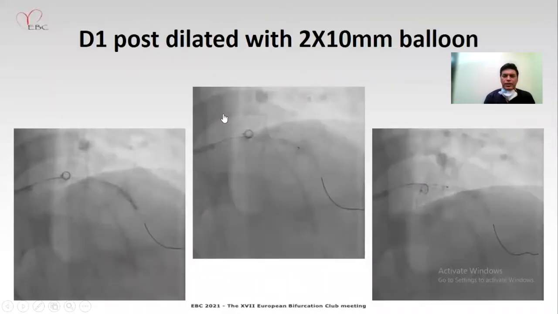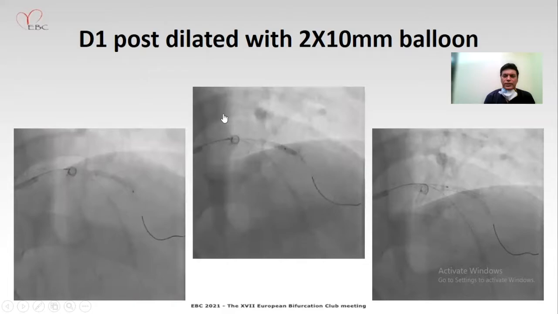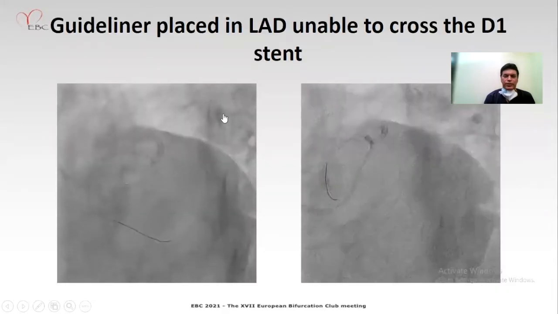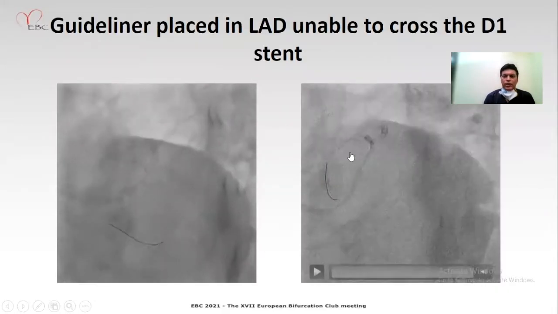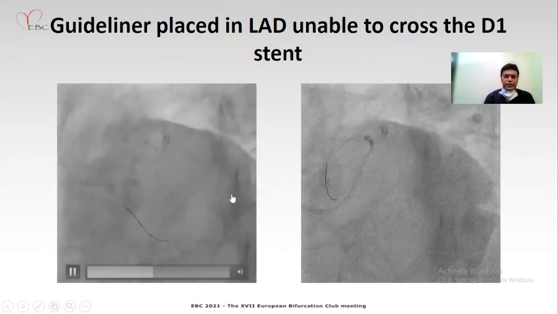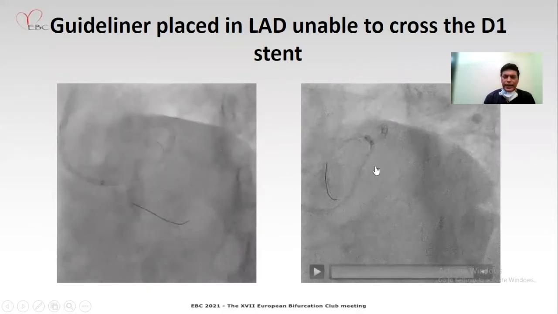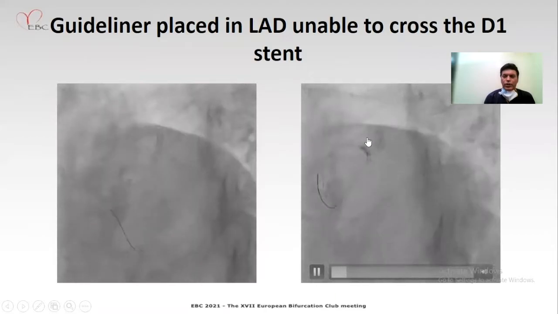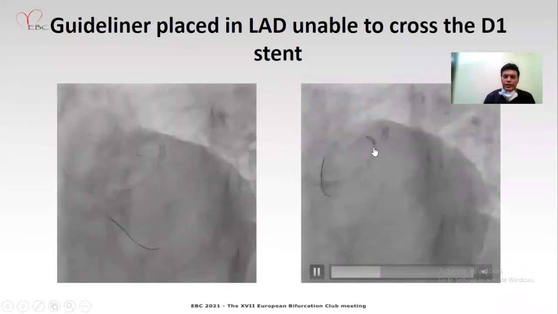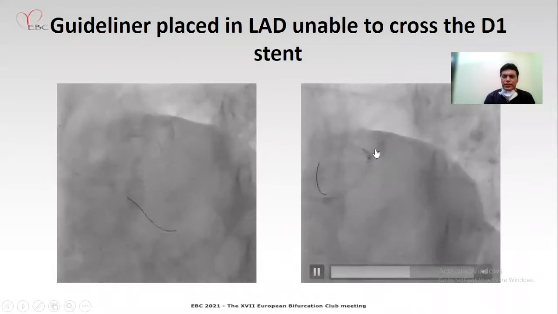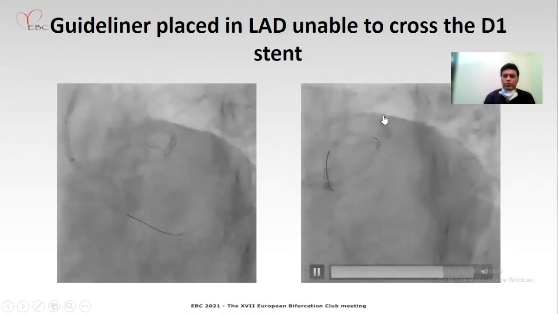Here we are facing a lot of problems crossing the LAD, that crushed portion. You can see we are unable to cross here despite using the Guideliner. Then what we did, we used balloon anchoring and tracked the Guideliner over the balloon and crossed beyond the crushed segment, because otherwise this crushed segment was not allowing us to place the stent.